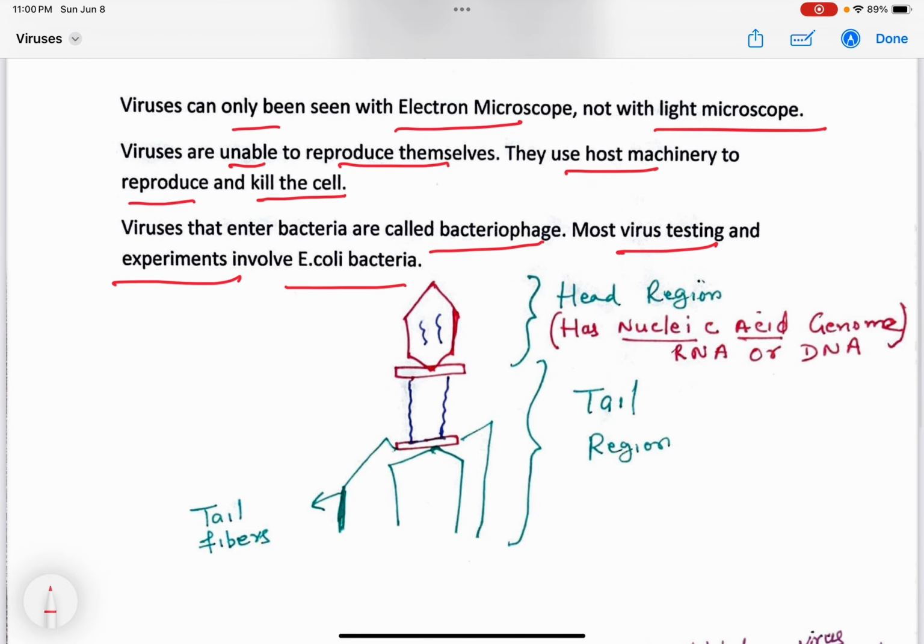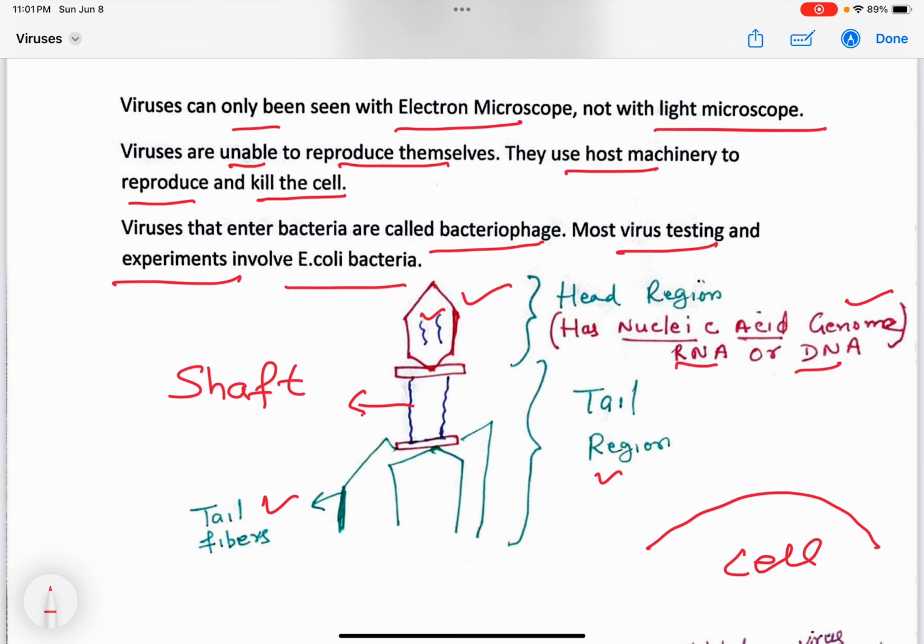So viruses have a head region. This is the head region, and it has a nucleic acid genome in there. It could be RNA or DNA right in here. This is the shaft area of the structure, and this is the tail region. The tail region has tail fibers. They do attach on a cell surface.